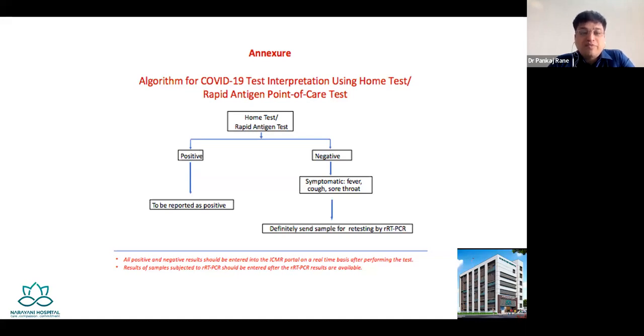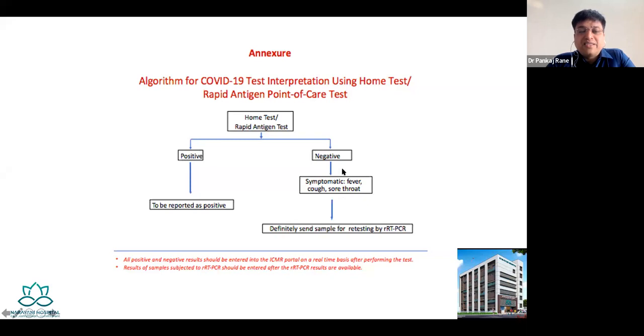So if you get a symptomatic patient, in that case rapid antigen test is very useful. If rapid antigen test is positive, it is to be reported as positive, and you need not repeat a test, because rapid antigen test positivity has very good specificity. The only thing is its sensitivity is very low, almost 50 to 60% only.